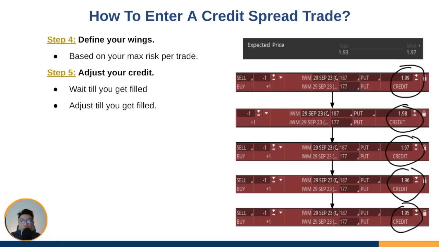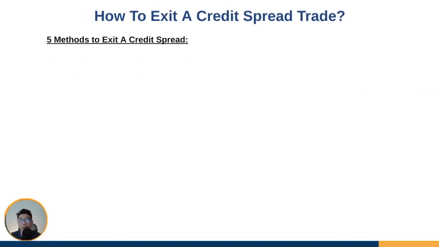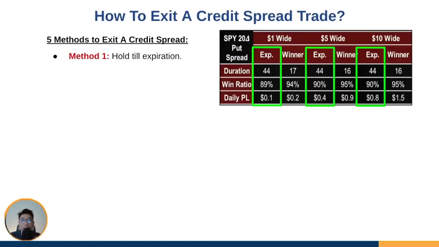Now that we have entered into the credit spread, the next question you might be asking is, Davis, how do you exit the credit spread? I'm going to give you 5 ways for you to exit a credit spread. The very first method is to hold to expiration. As you can see here, this is a table that I showed you earlier, whereby they did the test on the SPY and they put on the 20 delta put spread. If you hold all the way to expiration, it's still a profit.